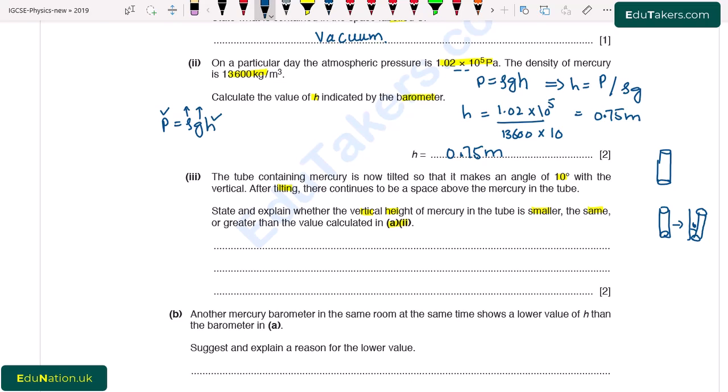It has a fixed value, that is atmospheric pressure 1.02 × 10^5 Pascal. So I write here it remains same, because pressure, density and gravity do not change.